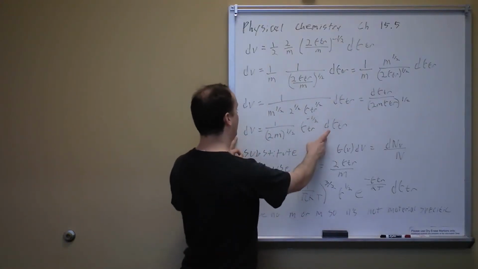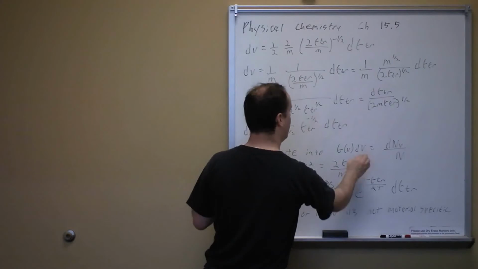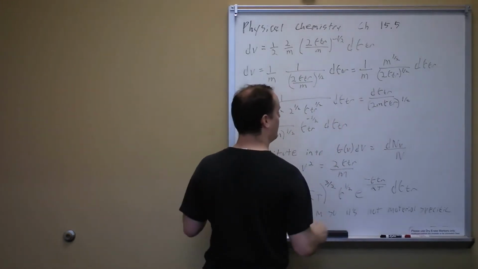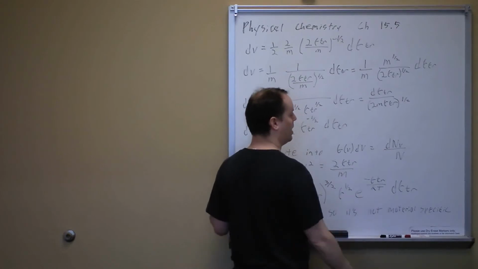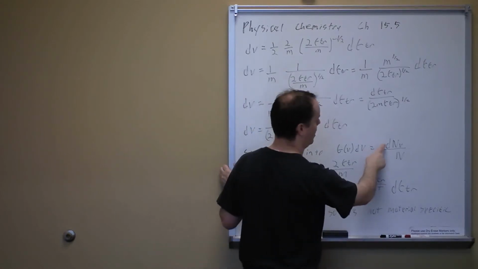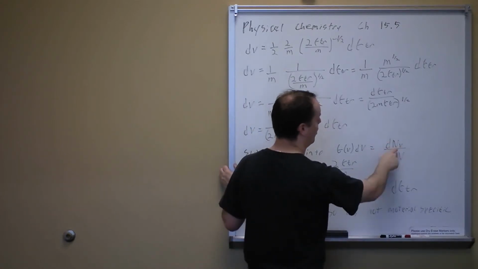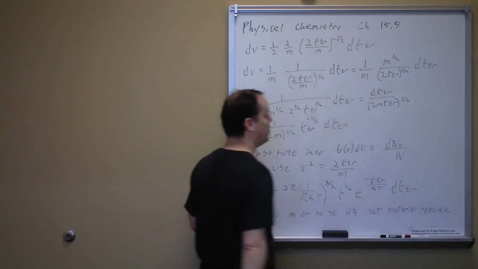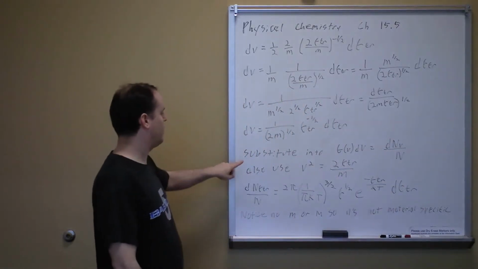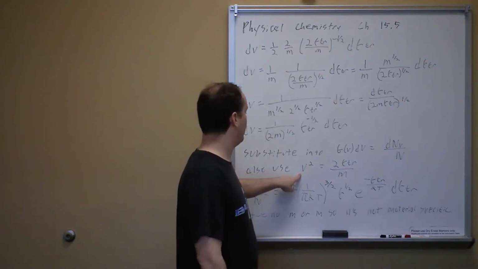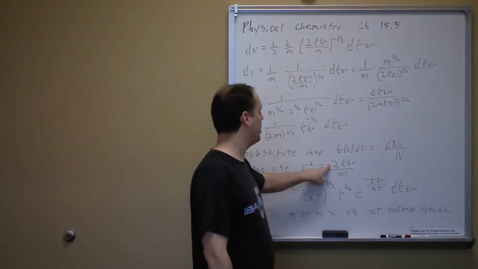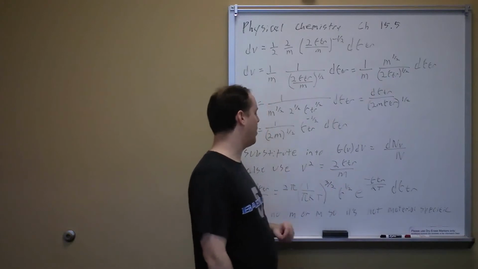We are going to substitute all this into g of v dv. Notice we have dv, dv. And remember, that's equal to the ratio that we started with at the beginning of this section: the differential of the number of molecules going at a certain speed divided by the total number of molecules. Now we're also going to use the formula we already found for speed: speed squared is equal to 2 times the energy of translation over m.